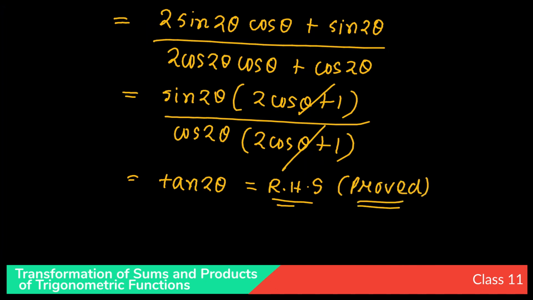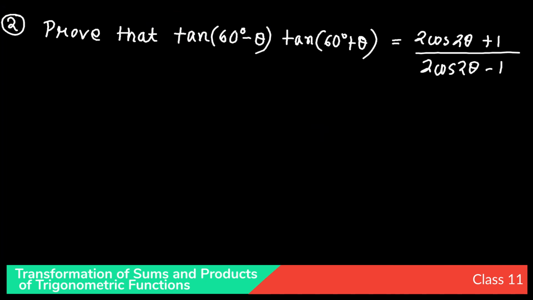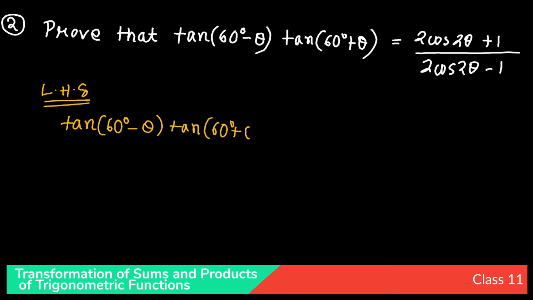Okay. Now we move on to our second question. Now what is in the second question? Prove that tan of 60 minus theta into tan of 60 plus theta is equal to 2 cos 2 theta plus 1 by 2 cos 2 theta minus 1. Okay, so at first we take the LHS. It is tan of 60 minus theta into tan of 60 degree plus theta.